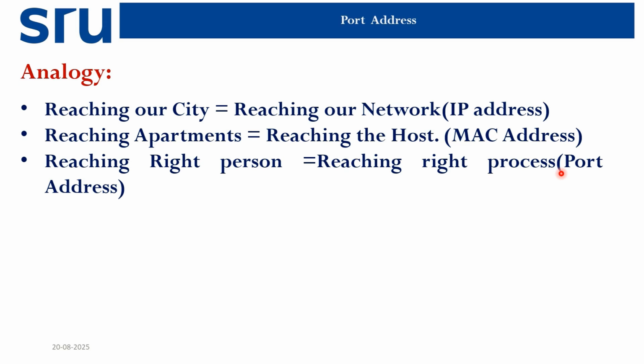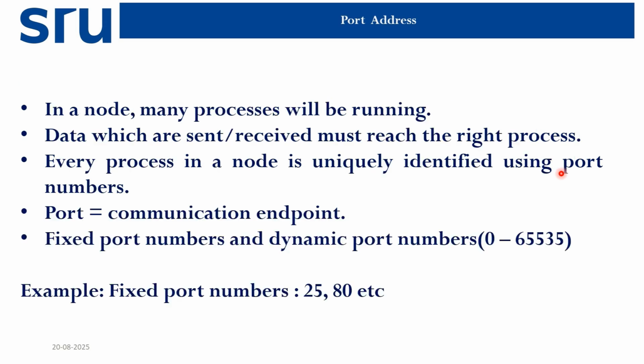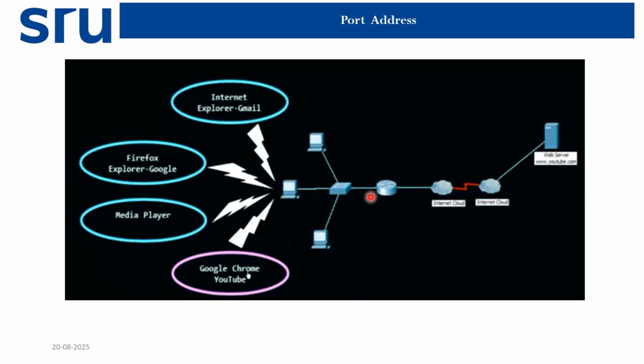Or port number. So in port address, many processes will be running, so data which is sent or received must reach the correct process. So every process in a node is uniquely identified using port numbers. The port is nothing but a communication endpoint. The port numbers may be fixed or dynamic, ranging from 0 to 65,535. Some examples of fixed port numbers are 25 and 80.